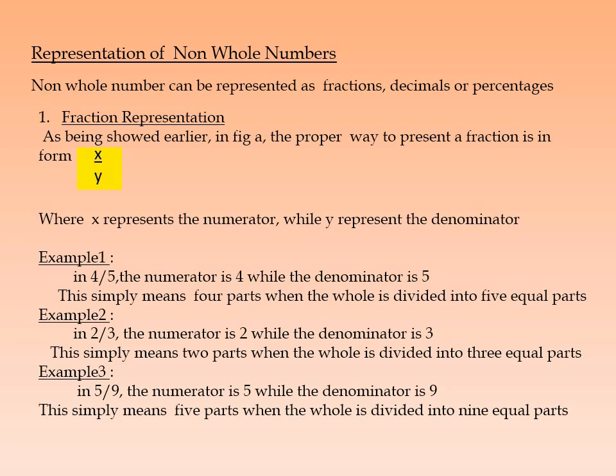Example 2. In 2 over 3 the numerator is 2 while the denominator is 3. This simply means 2 parts when the whole is divided into 3 equal parts. And the last example, which is example 3. In 5 over 9 the numerator is 5 while the denominator is 9. That simply means 5 parts when the whole is divided into 9 equal parts. So these are the examples of fractions.